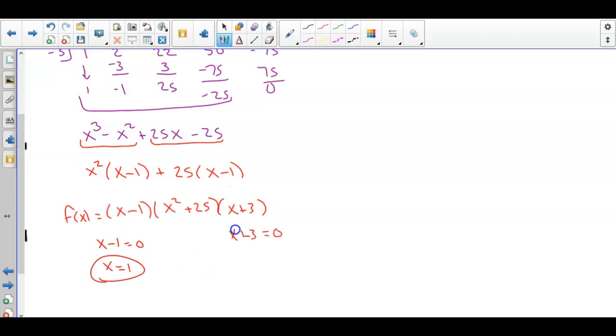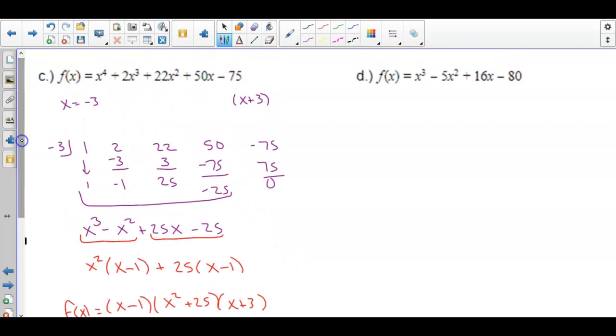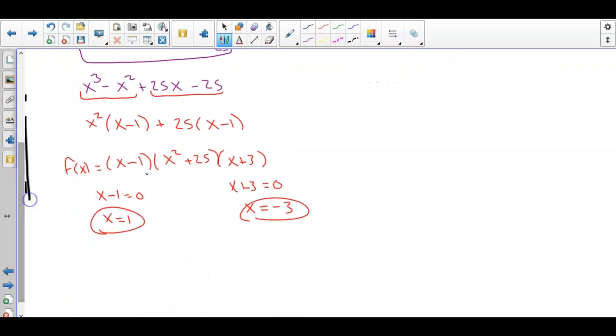We already knew that if I took the x plus 3 and set it equal to 0, I would get negative 3. So this graph has these 2 real roots, which means that I have 2 other roots. And the reason I know that is because this highest power is 4, tells me I should have 4 answers. The only problem is this is not a difference of perfect squares.